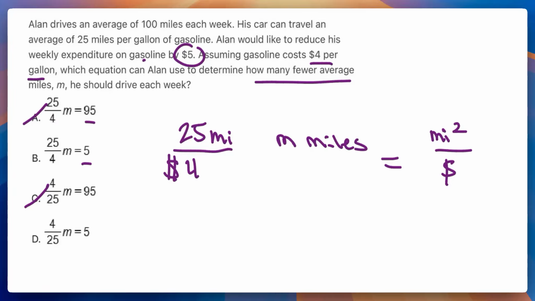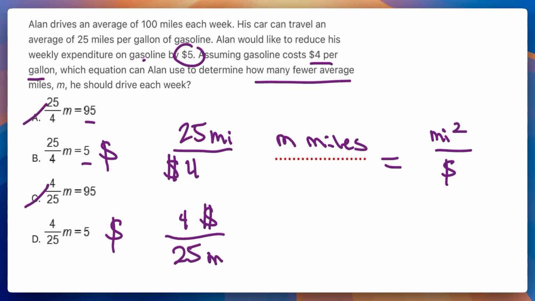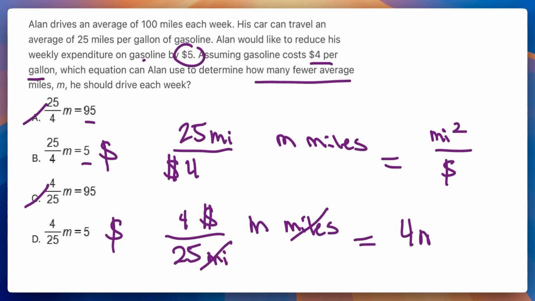What we want when we're done with this is we want to have $5 on the right side of this equation. So if you think about answer choice D, if you say it costs $4 per 25 miles, then if you multiply by M miles, you're going to end up canceling the unit of miles, and whatever you get, 4 times M, is going to represent dollars, right? That's going to be in the unit of dollars.